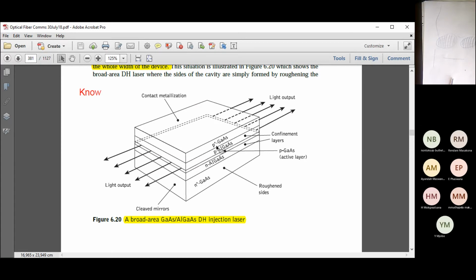The sides: P gallium arsenide, N gallium arsenide here. Positive gallium arsenide, negative gallium arsenide. The contact is on the top, the metallic contact for the battery, and on the bottom. 1 mark for that also. So here is a nice 6 mark question. You must know this picture, Figure 6.20.